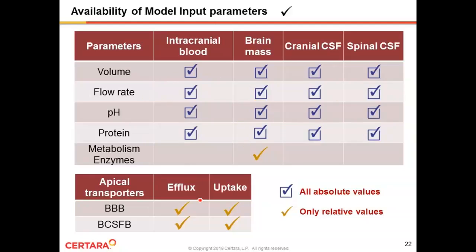And then when we look at the types of transporters, all the compartmental models are equipped with the apical and basolateral transporters for the blood-brain barrier and the blood-cerebrospinal fluid barrier. As you can see here, the yellow arrow marks that currently only relative values for the abundances of the transporters are incorporated, because through the years there wasn't enough absolute abundance data, but now there is more and more absolute abundance data being developed.